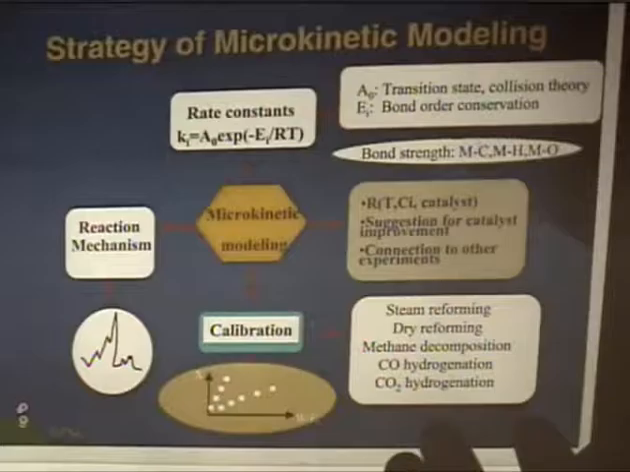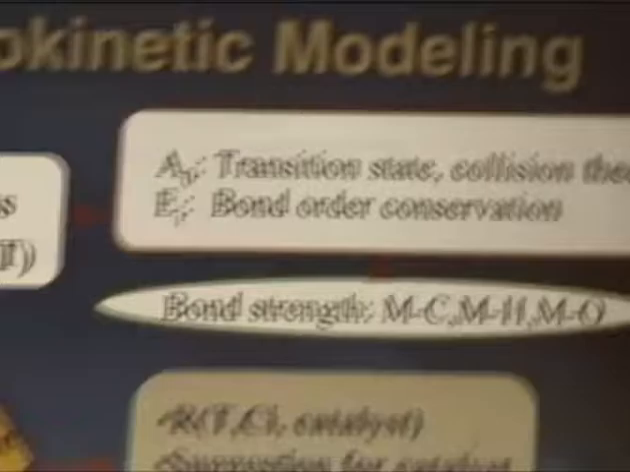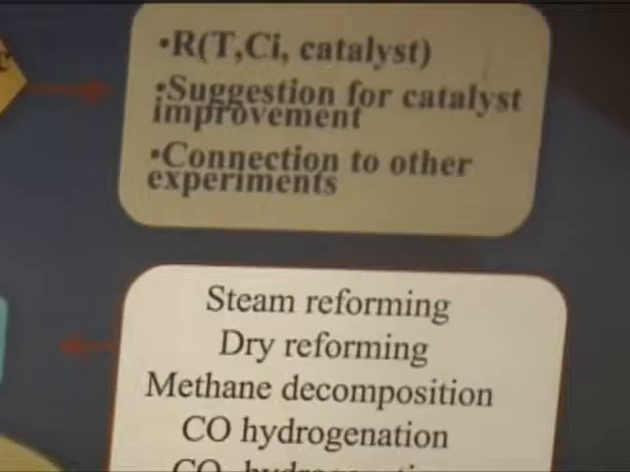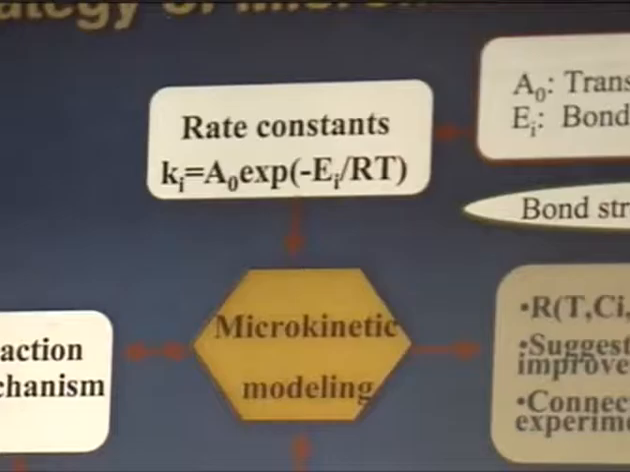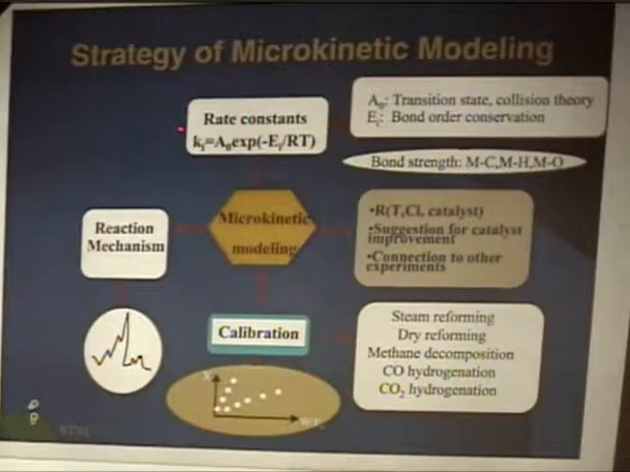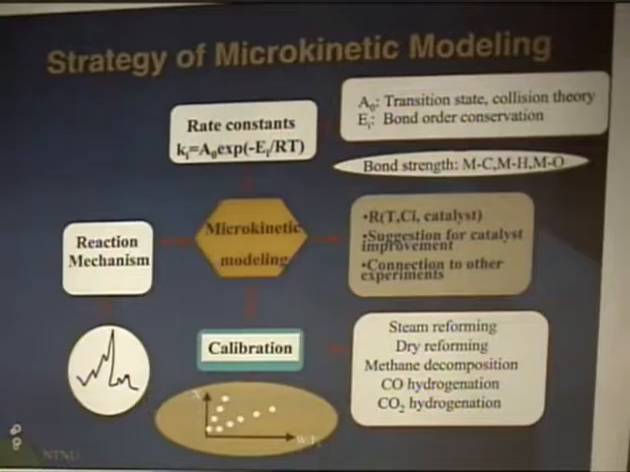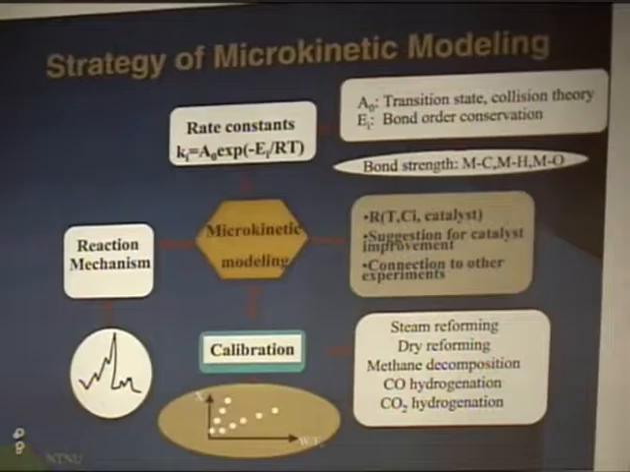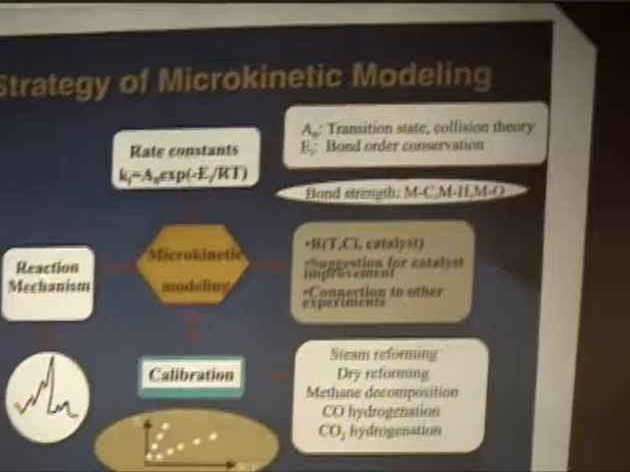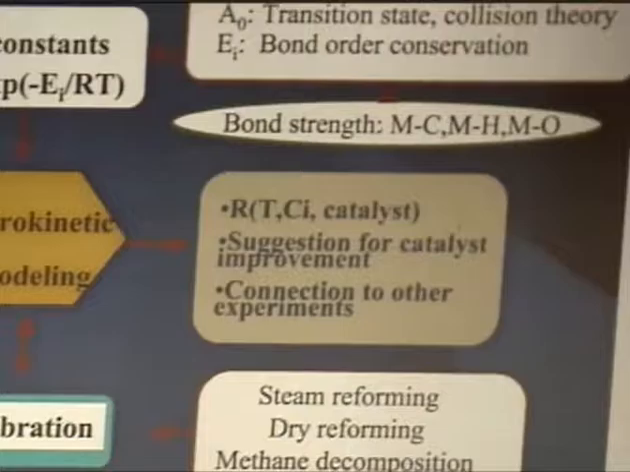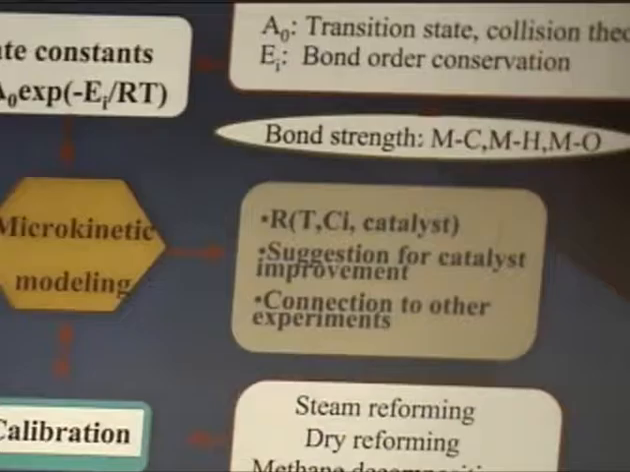Let me just put on this figure also, which I have taken from the textbook of Masel. The model is based on information about the reaction mechanism. And of course, the reaction on the catalytic surface is reflected through the rate constant. The rate constant, consisting of a pre-exponential factor and the activation energy, can be calculated from transition state theory. And the activation energy, in our work, we have done by using bond order conservation theory. The most important feature of this is that it is related to the bond strengths.